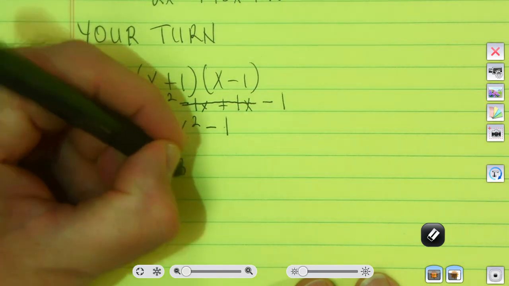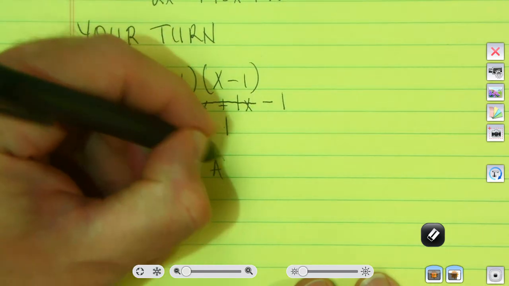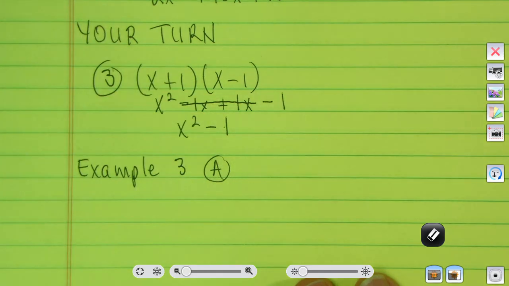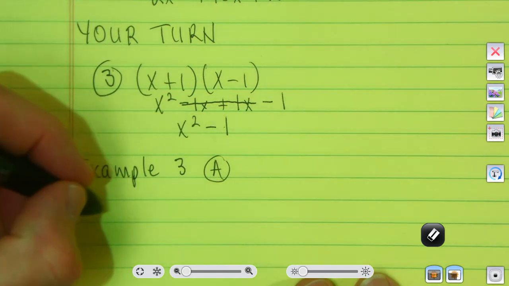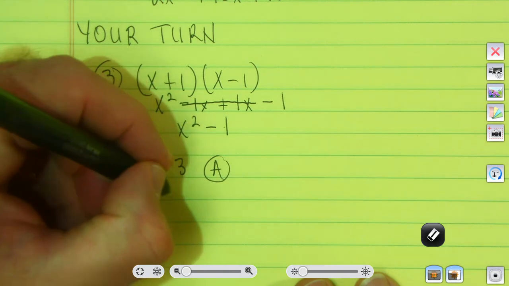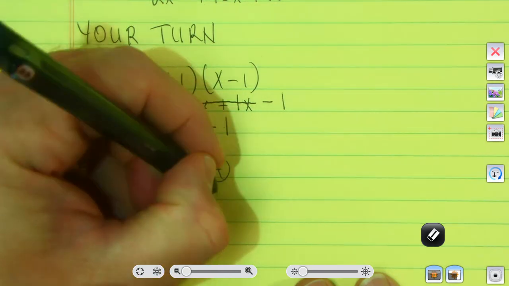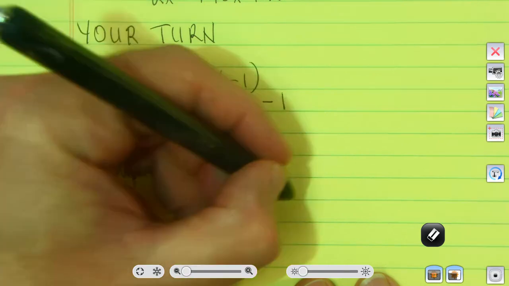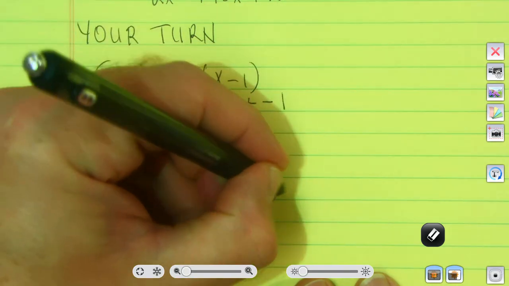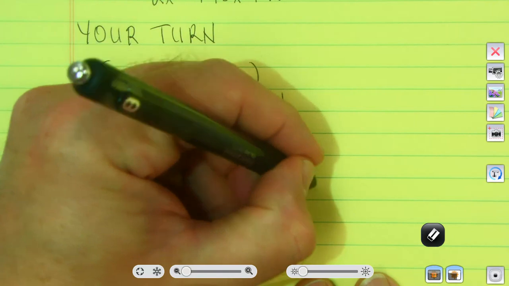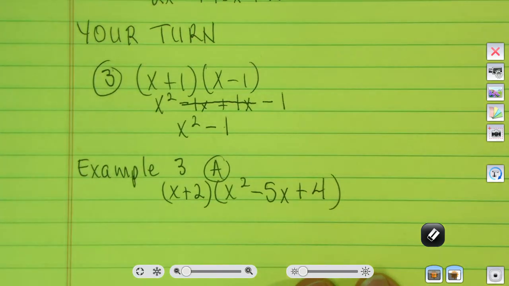Let's look at example 3a. In this example, we're going to take x plus 2 and multiply it times x squared minus 5x plus 4.